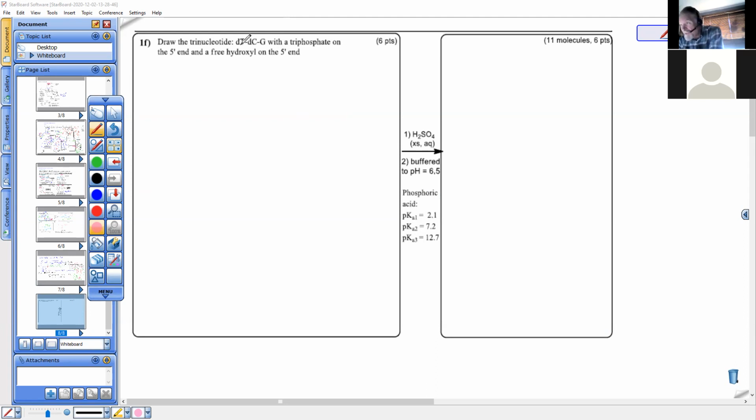You say, oh, this is a trinucleotide. You know how I know? Well, the question says so. That's one way to know. See a trinucleotide? You have to draw the minimum in green for any trinucleotide.